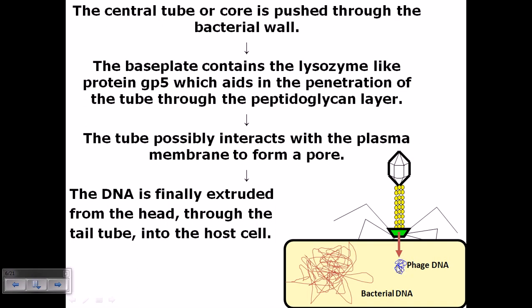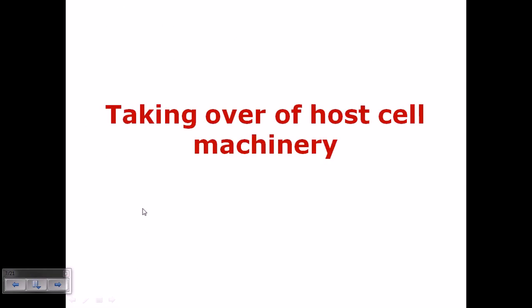Now once the phage DNA is inside the host cell, it will begin its activity. The DNA is finally extracted from the head and through the tail tube into the host cell. Usually for establishing this task, there are enzymes like GP5, as I've already talked about. They behave like lysozymes so that they can degrade the bacterial cell wall components.